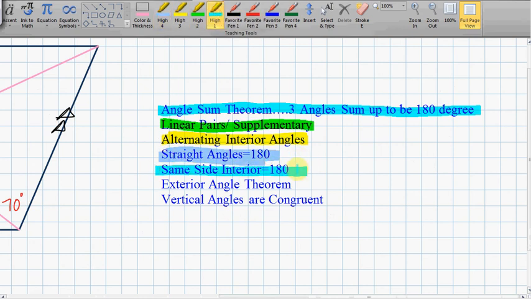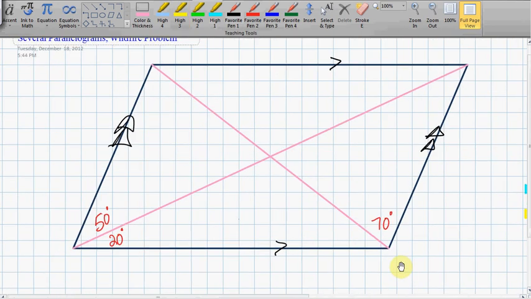And then we have same side interior angles. They're always supplementary as well. And then we have the tricky and very sneaky exterior angle theorem that we're going to be able to showcase as well. And then we're going to have the standard, very common vertical angles as well. So it's all connected in this picture to find all the angles.